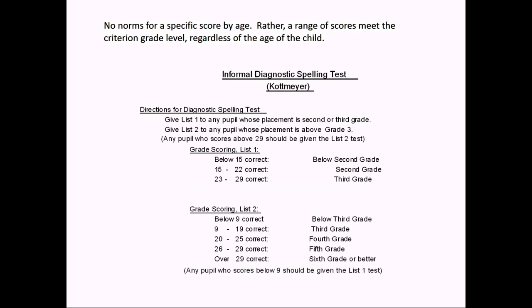So this is a slightly more difficult word list. And again, the criterion for third grade, fourth grade, fifth grade, and sixth grade performance is provided. Even if you're a fourth grader and you don't meet the criteria for a third grader by performing below 9, then you should be given the first list. So these are the 2 lists.